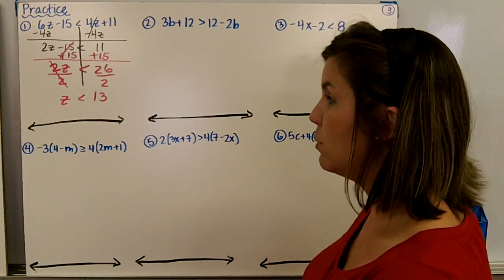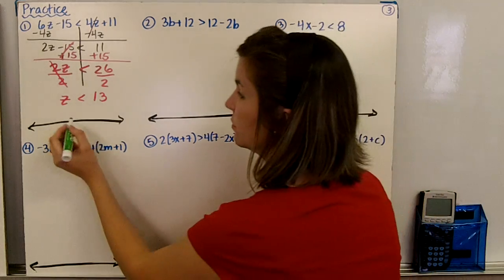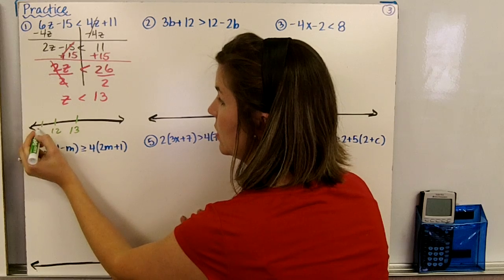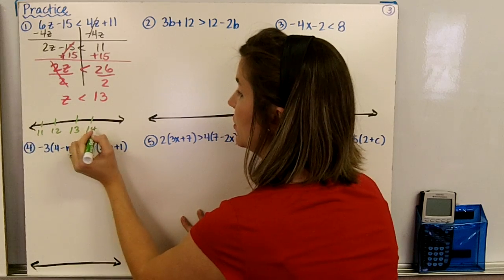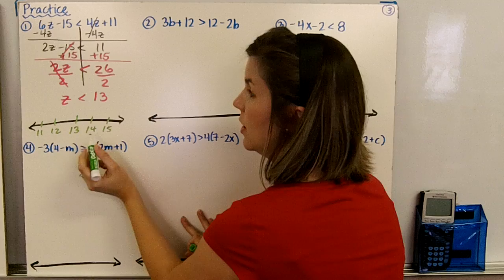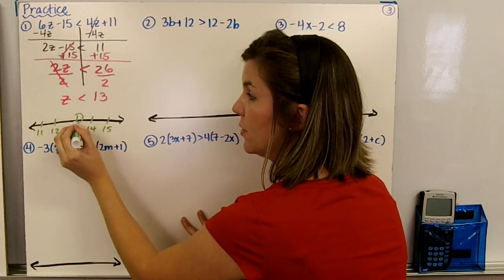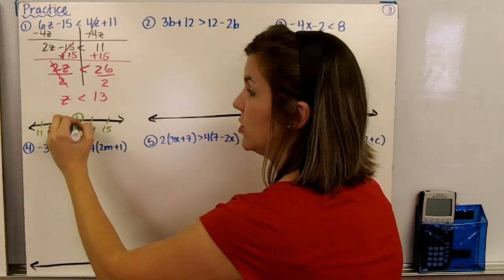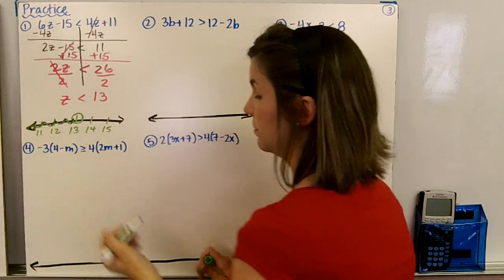Mark 13 on your number line, a couple numbers less than 13, a couple numbers bigger than 13, an open circle at 13, because I don't have an equal to bar, and less than, so shade to the left.